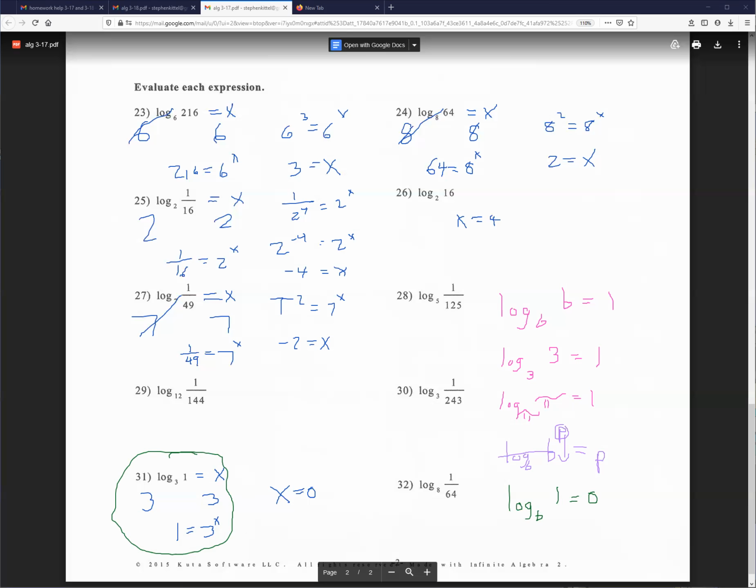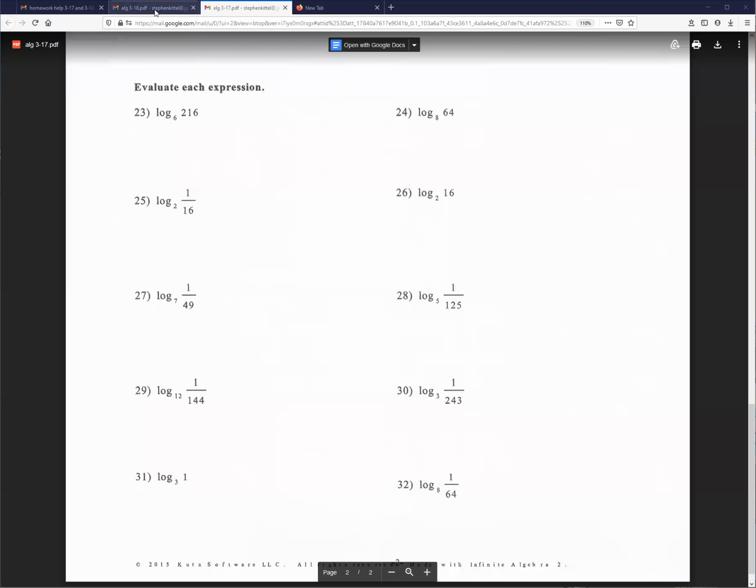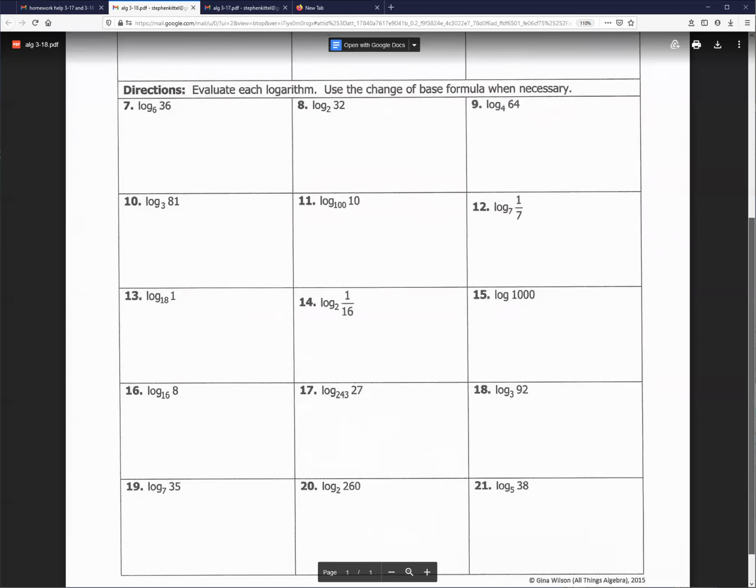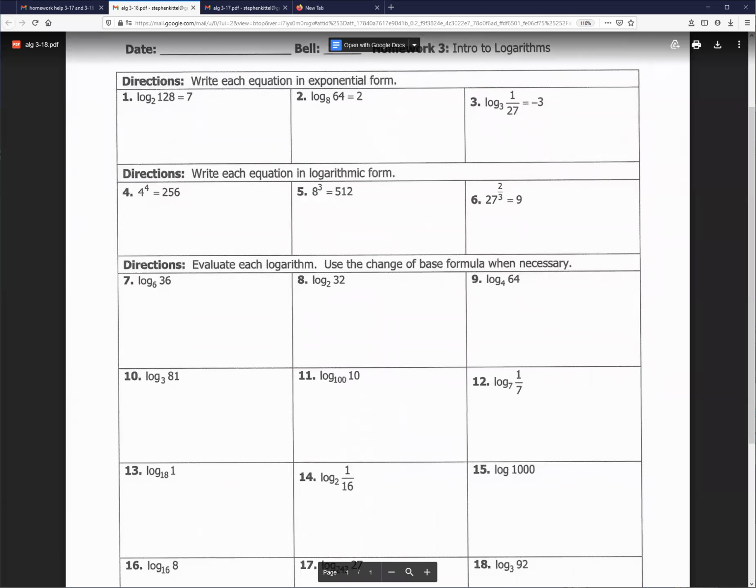So that is the rundown on this crazy worksheet. Now, I do have one other worksheet here to take a look at. And it looks like it's more of the same. So we're just going to do more of the same stuff. So for instance, log base 2 of 128 equals 7. We will do 2 to the power on both sides. And we will cancel, and we'll get 128 equals 2 to the 7th. Boom, done.